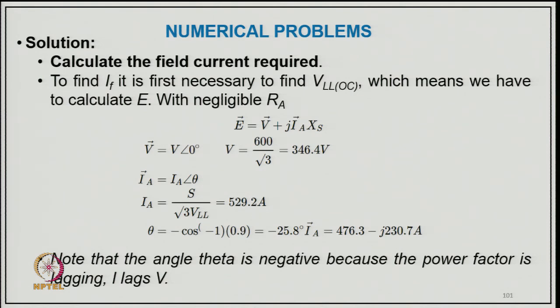So here V is 600 by root 3, that is 346.4 volt, and I_A is I_A at angle theta. So I_A equal to S upon root 3 V_LL, that is 529.2 ampere, and theta is cos inverse 0.9, that is minus 25.8 degree, and I_A is 476.3 minus j230.7 ampere. Now the angle theta is negative because the power factor is lagging.